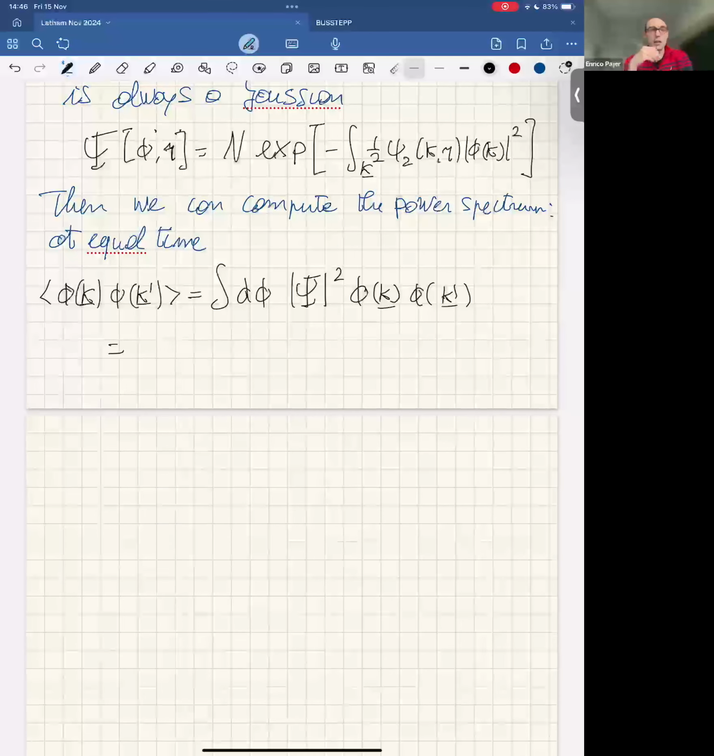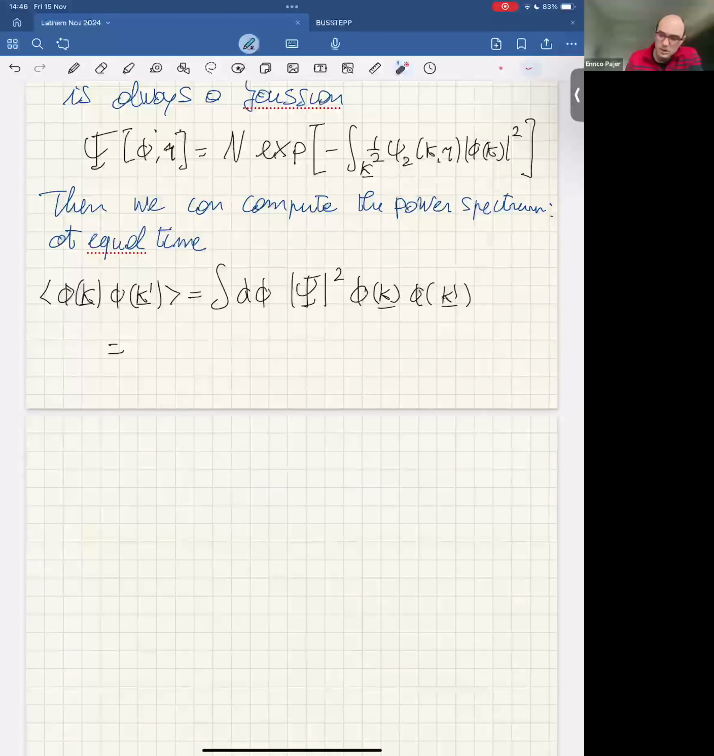Okay, so now what happens? If k is different from k prime, then I'm doing a Gaussian, e to the minus phi squared, times phi. But the average of phi for a Gaussian is always 0, because in the Gaussian half of the time it is positive, half of the time it is negative. So that's going to be 0. This thing is not going to be 0 only when phi of k and phi of k prime are the same. Then I'm squaring that, and that's not 0. So there is always going to be a delta function.